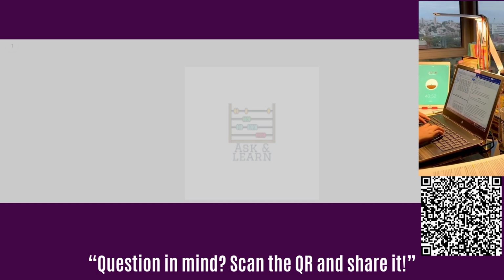Now we'll talk about problem 76 from chapter 21. Here we're given 4 names of compounds, and we're asked to draw their structure. So these are aldehydes and ketones.